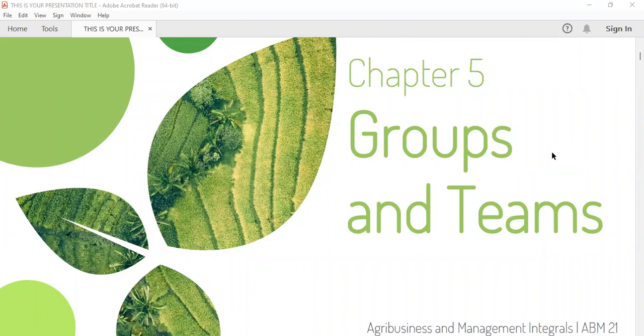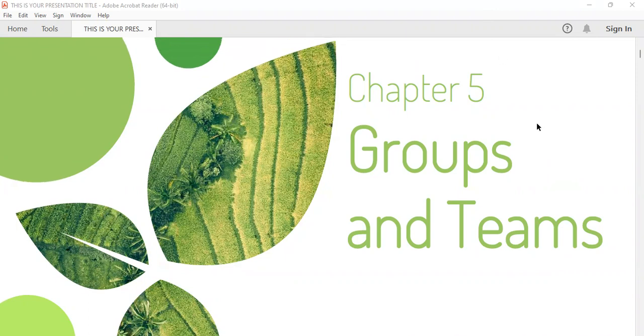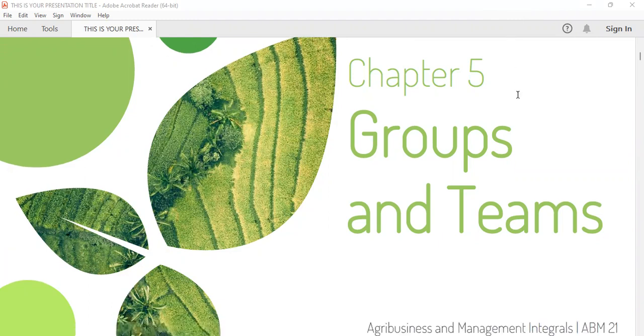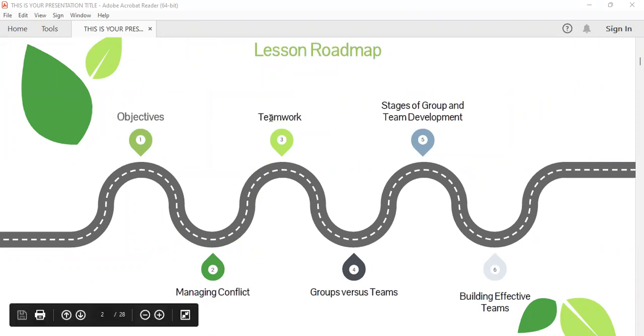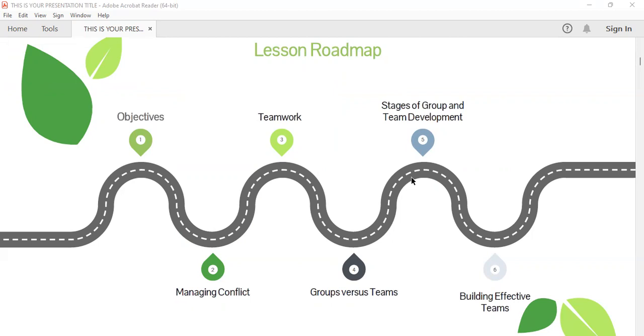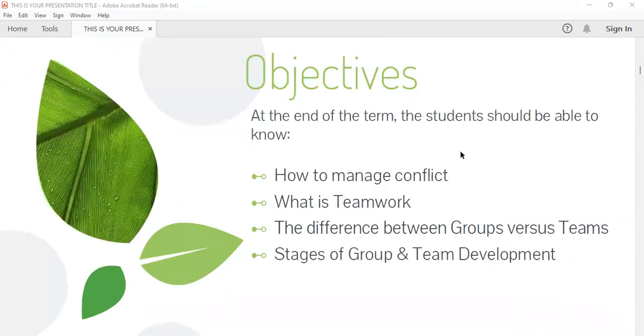There is a difference between group development, group, group financial conflict, teamwork, conflict and teamwork, group versus team, team versus group, and team versus team, building effective teams, so that hopefully the students will be able to know the truth and the difference.